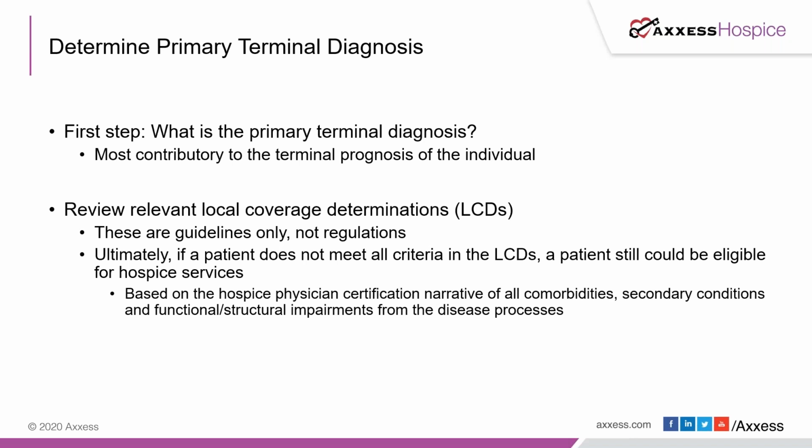When you're talking to the hospice physician and attending physician, if there is one, you come up with the diagnosis that's most contributory to the terminal prognosis of the individual. A lot of people have multiple major medical issues going on, so looking for the primary one can be a little tricky. Go through all of them and suggest to the physician, what do you think is going to be the number one thing on this patient's death certificate? What is the primary thing that will cause them to have a life expectancy of 6 months or less?